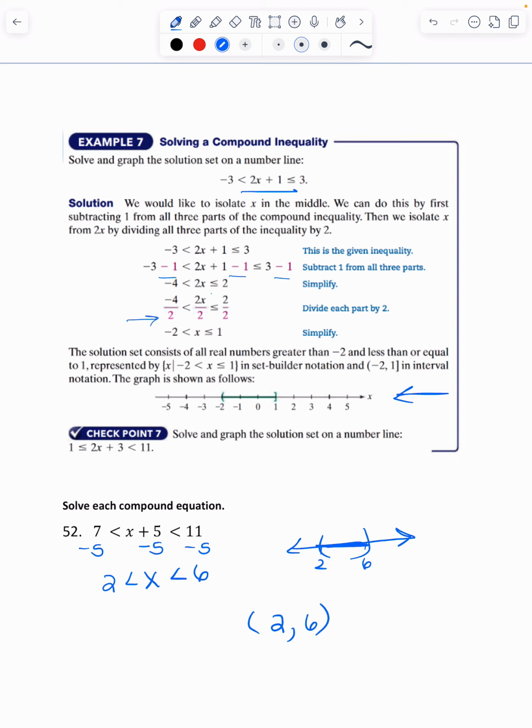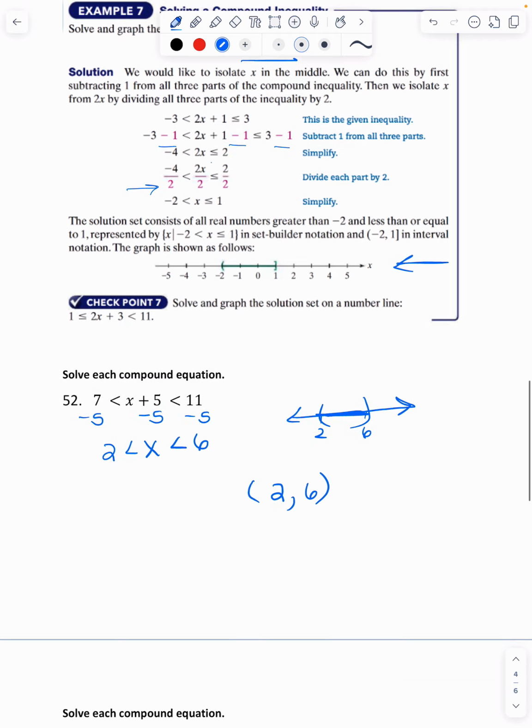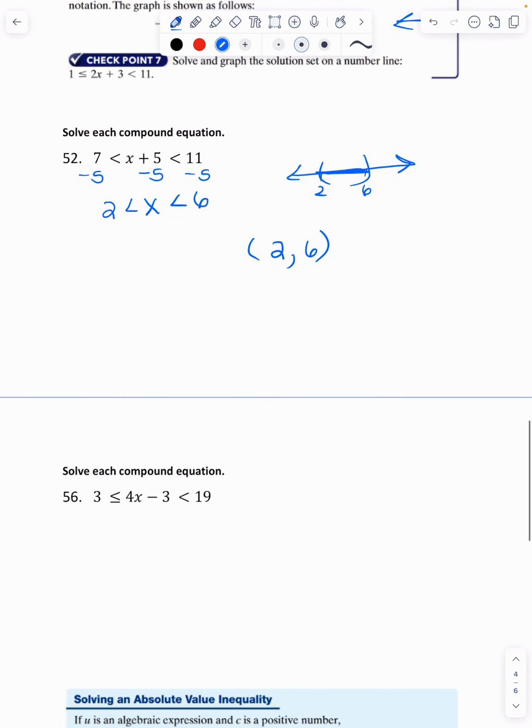Now, as you start getting more comfortable with interval notation, you're going to get to the point where you actually won't need to graph it to be able to write your answer, especially knowing that a compound inequality, in this case, is a line segment. Okay?